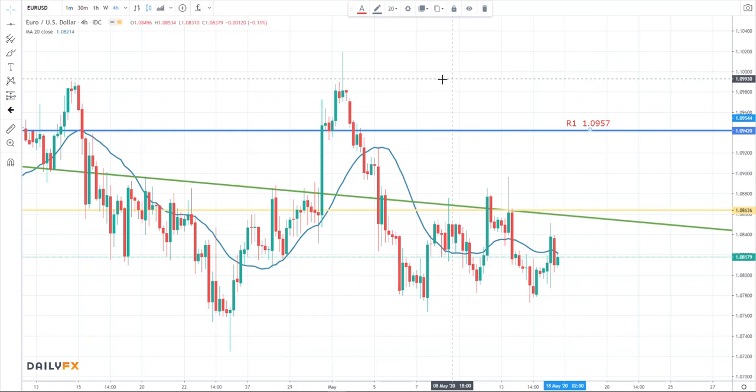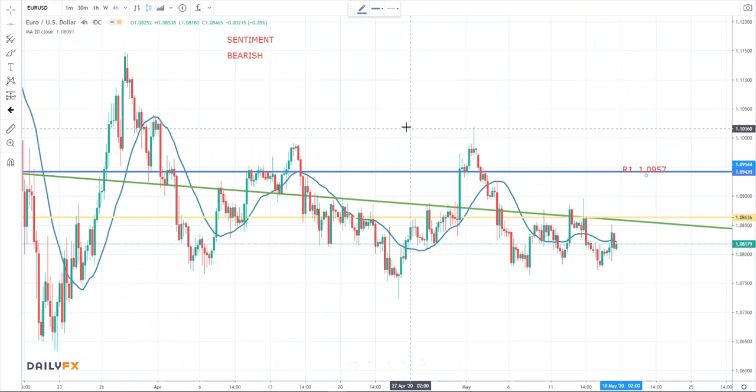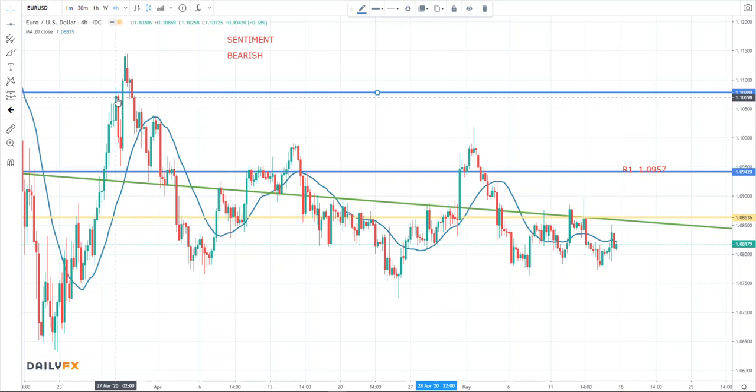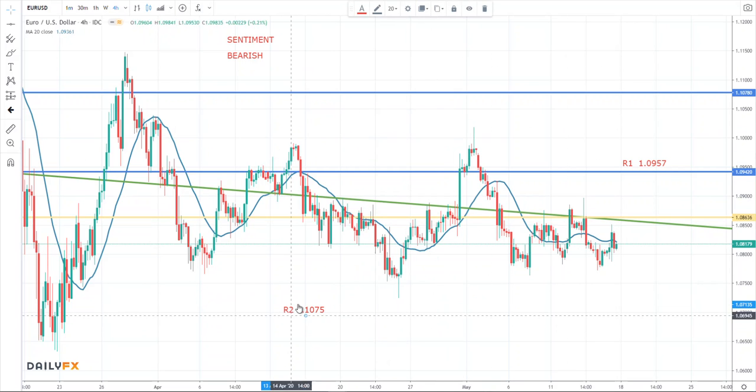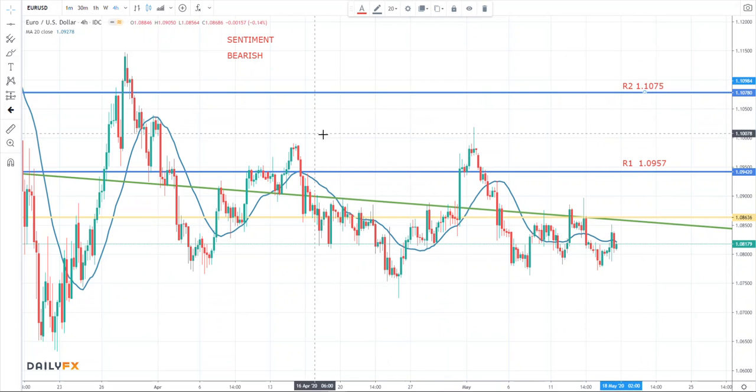So R1, 109.57. R2, resistance 2, 1.1075. So if we were to see that R1 broken, 1.1075, that's some near-term high. That's the high back from the 27th of March. R2, 1.1075. So that really covers that upper range.